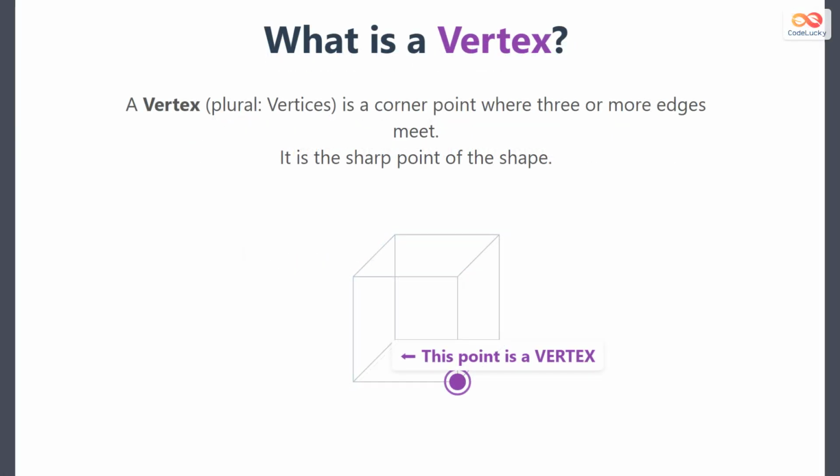Now, let's look at the vertex. A vertex is the corner point where three or more edges come together. The plural word for vertex is vertices. Think of it as the sharp, pointy bit of the shape.